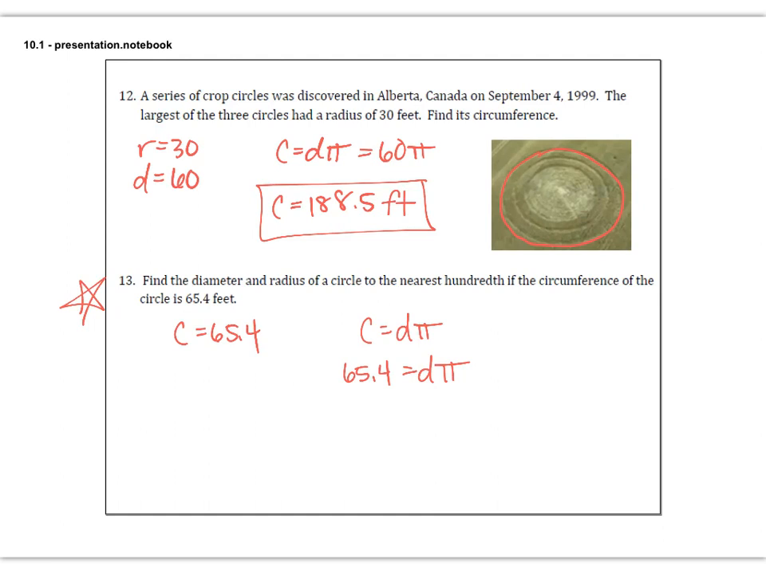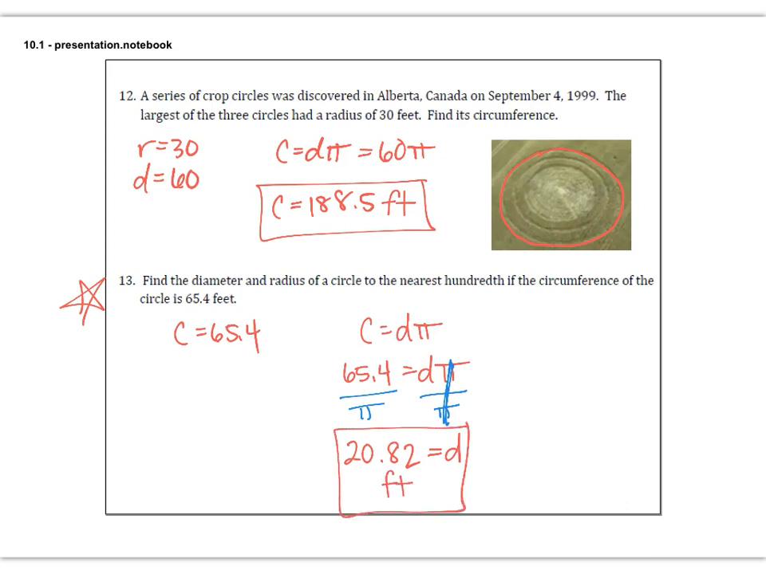How do you solve it? You're going to divide by pi. Whatever you do on one side of your equation, do on the other. Those will cancel out. Type it in your calculator, 65.4 divided by pi, and you should get 20.82 is D, and that would be feet.